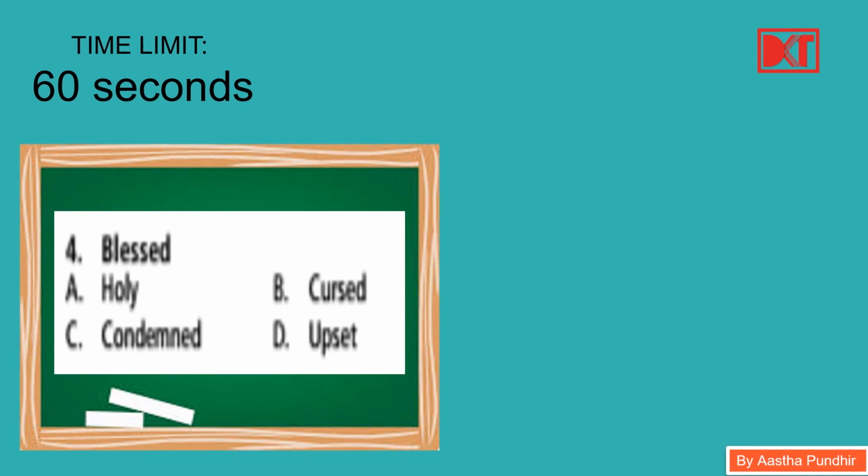Okay, so we have the fourth word, which is blessed. The options are A. holy, B. cursed, C. condemned, D. upset. Here the correct answer is the word which means the same: holy. Blessed and holy mean the same, something which is blessed, which means jis pe aashirvaad hota hai, right? The opposite could be cursed. Cursed would be an antonym, so, jis pe shraap chada hua, that's cursed usually.